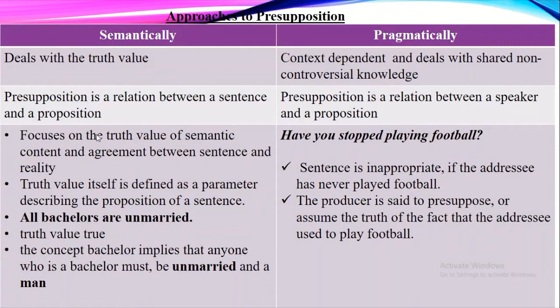Semantically, presupposition focuses on the truth value of semantic content and agreement between sentence and reality. Truth value itself is defined as a parameter describing the proposition of a sentence. Example: all bachelors are unmarried. Here, the truth value is true. The conceptual background is that bachelor implies that anyone who is a bachelor must be unmarried and a man. We cannot use the same word bachelor for a female.